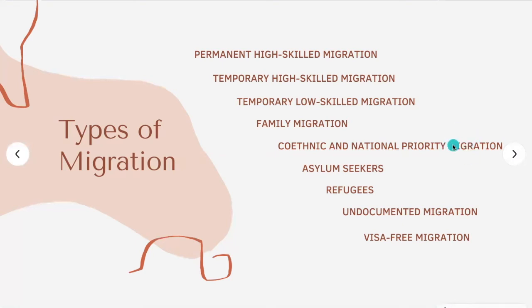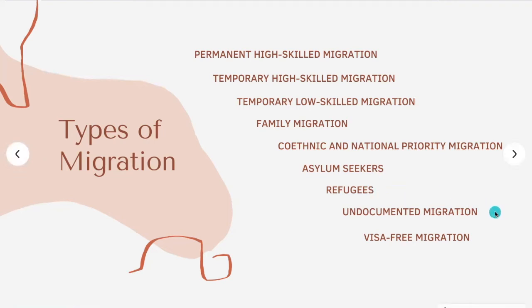This exists in some countries, and it involves granting permanent residence based on ethnic backgrounds, religious affiliations, and national origin. Asylum seekers are people who identify themselves as refugees but whose claim for international protection has not yet been assessed by the competent governing authority. Refugees are people who have fled war, violence, conflict, or persecution and have crossed the international border to find safety in another country.